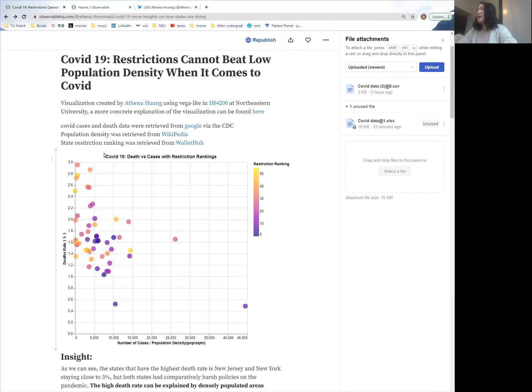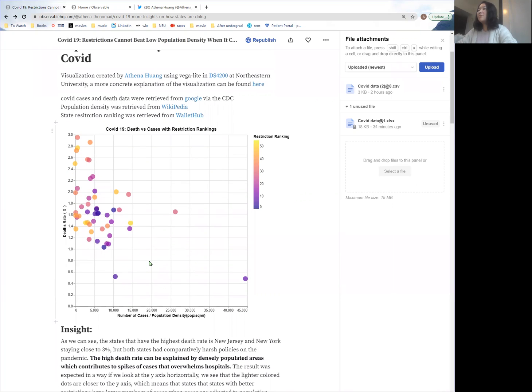So my new visualization today is about COVID-19 and it focuses on the death rate, but also the number of cases over population density. The death rate is very simple, which is the number of deaths over the number of cases. So we can see that New Jersey and New York actually have the highest death rates, although they have really good policies on COVID.